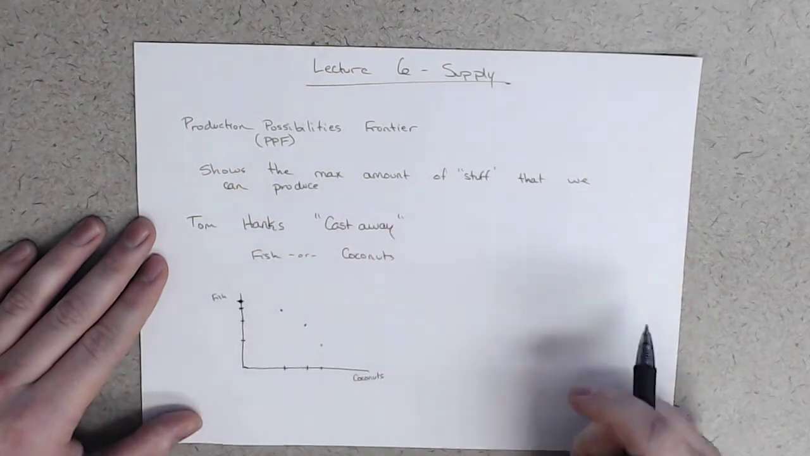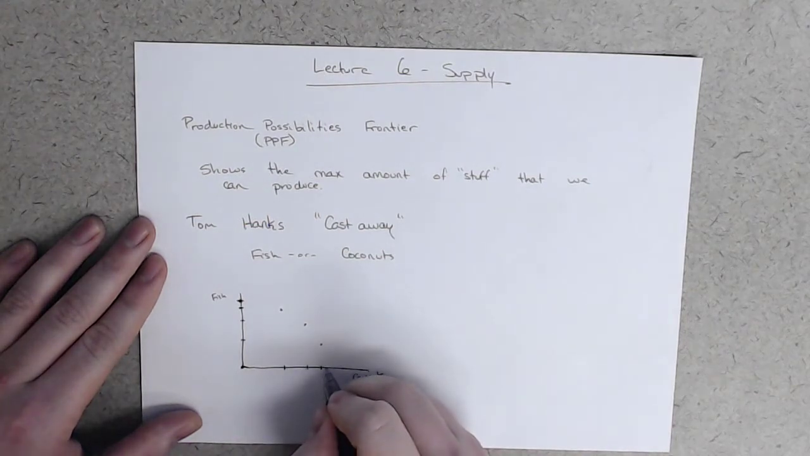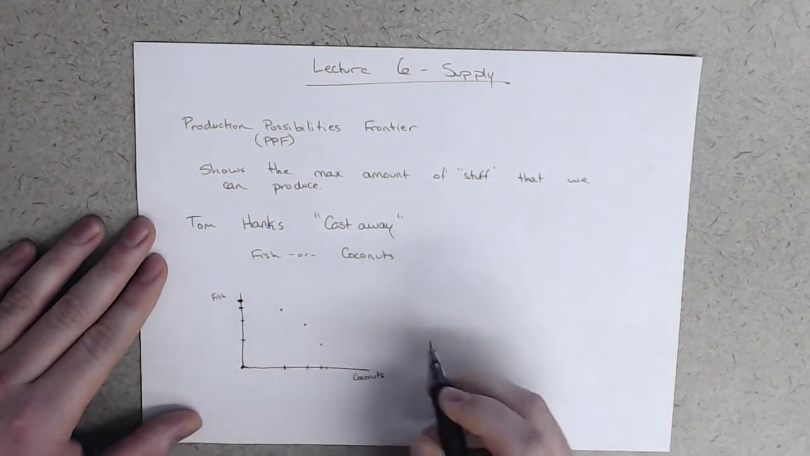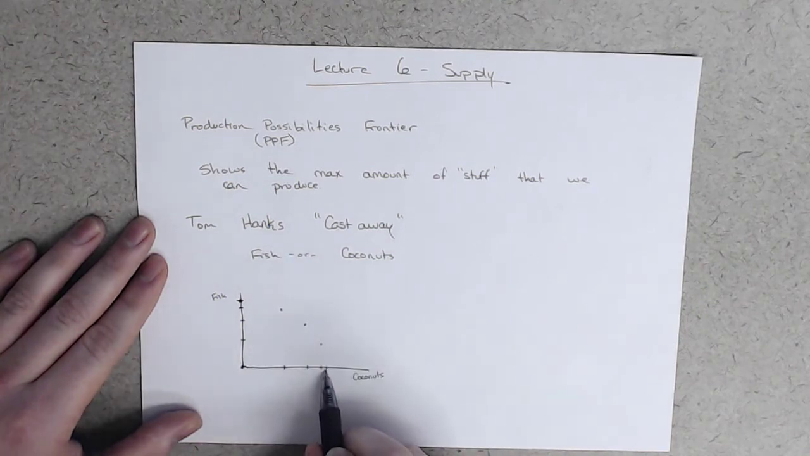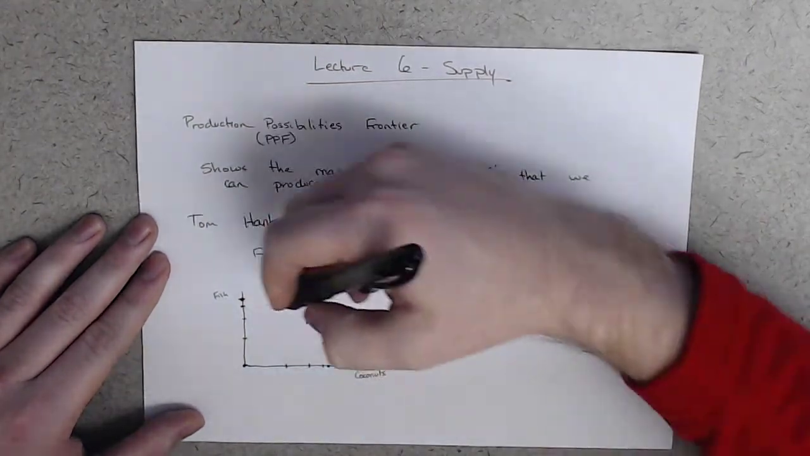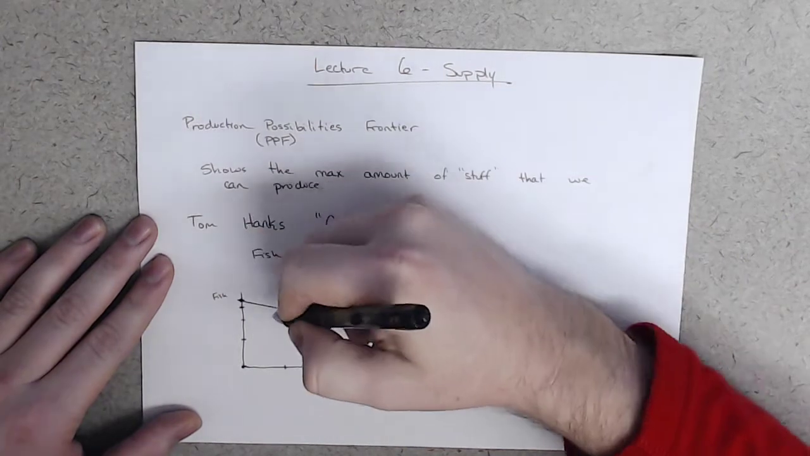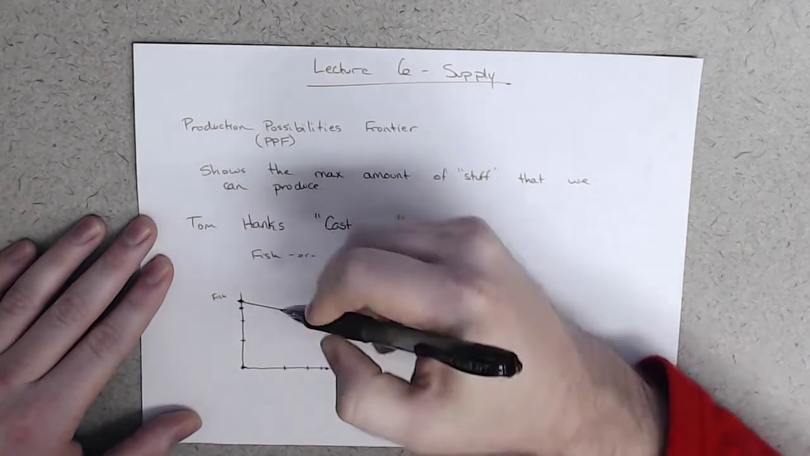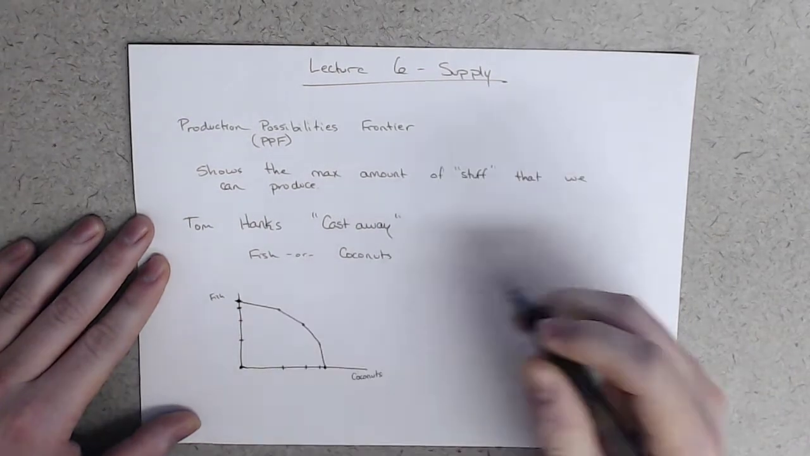I don't even want fish at all, right? I just want to spend all day harvesting coconuts, right? And so then he gets to here. So he would sacrifice this many fish to get this many coconuts. And if we connect these dots, what we would see is that the curve is bending down, right?